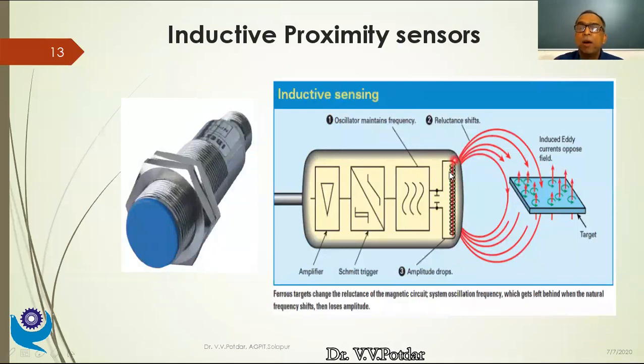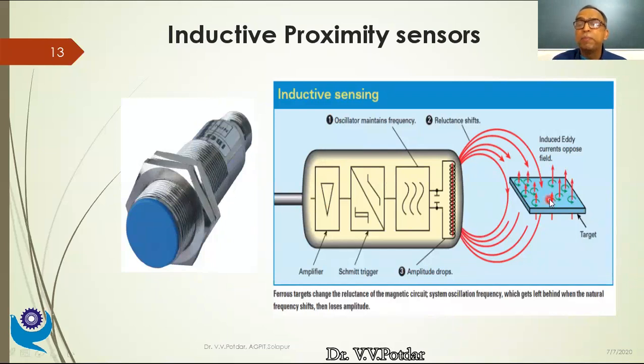I have the inductive coil which is generating my magnetic field. This is the target, the object I want to identify, whether it is in close proximity or not. My amplifier and triggering device, through the oscillator, is generating a pulsating magnetic field. When this object is not there, there will be a fixed magnetic field, and that signal will be stored in the form of the voltage recorded for no object.